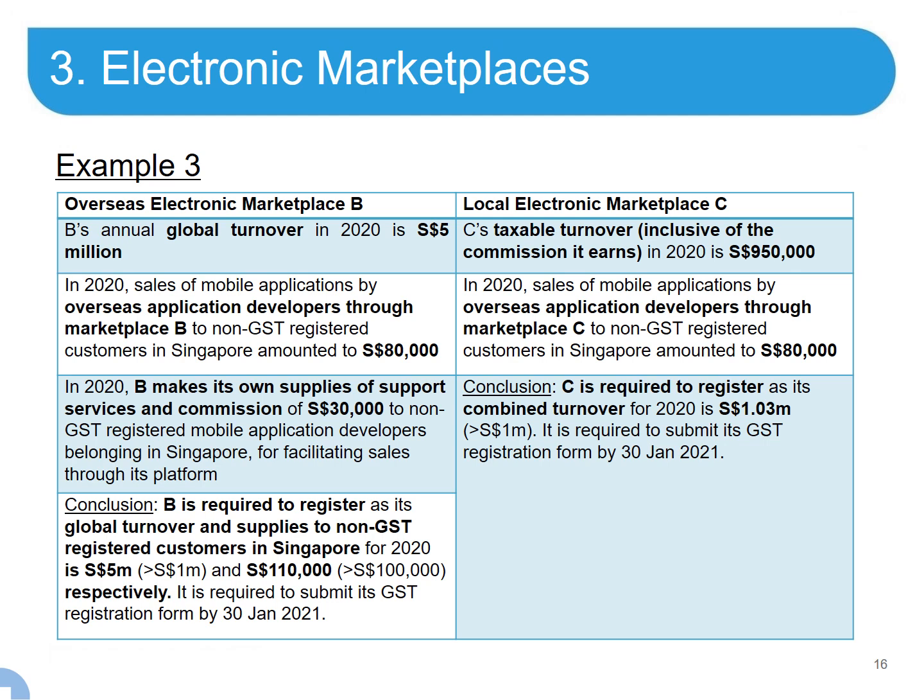Local Electronic Marketplace C's taxable turnover in 2020, inclusive of the commission it earns, is 950,000. In that same year, sales of mobile applications by overseas application developers through Marketplace C to non-GST registered customers in Singapore amounted to 80,000. Marketplace C is required to register as its combined turnover for 2020 is 1.03 million, which exceeds the domestic registration threshold of 1 million. Marketplace C is required to submit its GST registration form by 30th January 2021.